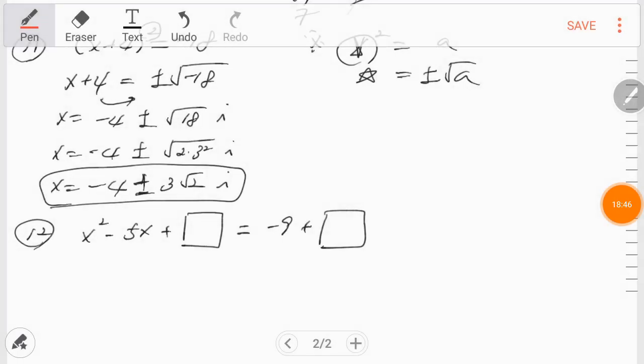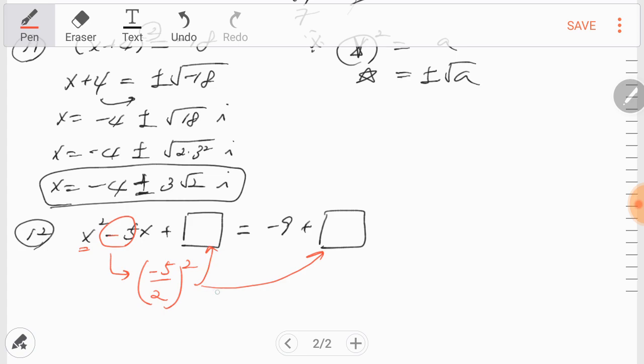Okay, when completing the square, always make sure that this is x squared, this is negative 5x. And then make sure we add what? Half the coefficient of x. So this one goes here. Since this is an equation, we have to add the same number to each side of the equation.